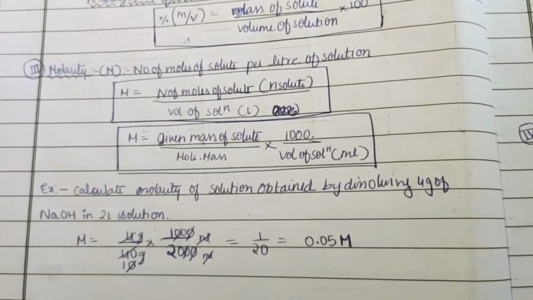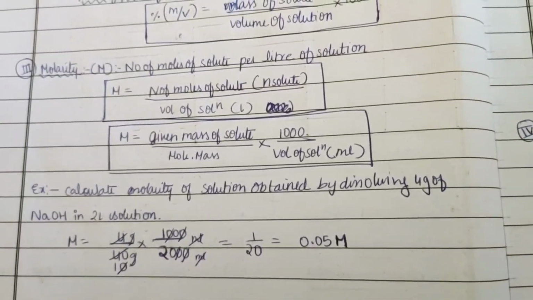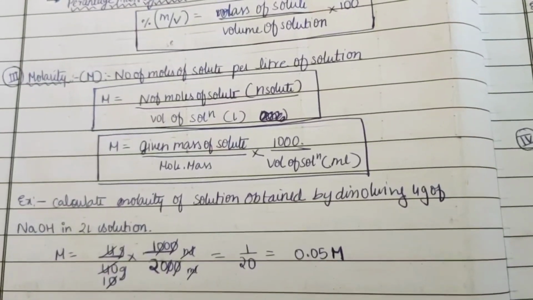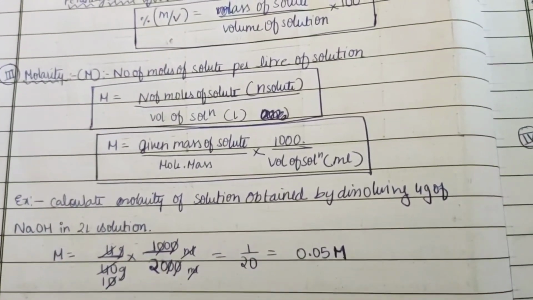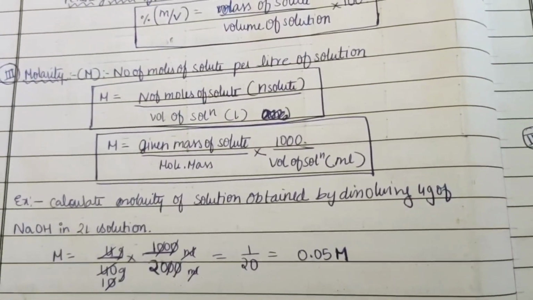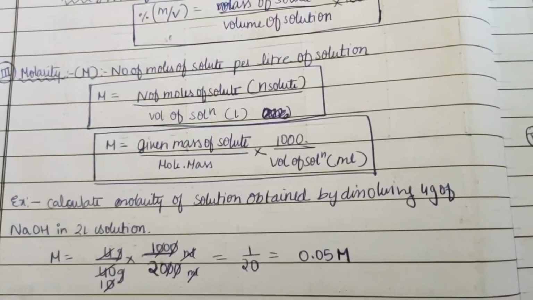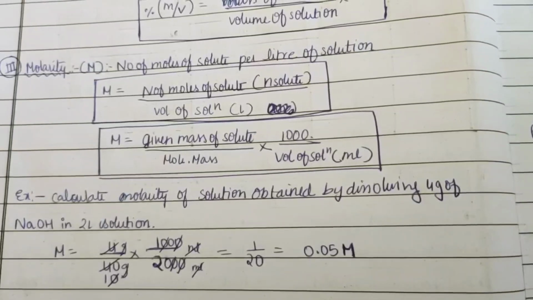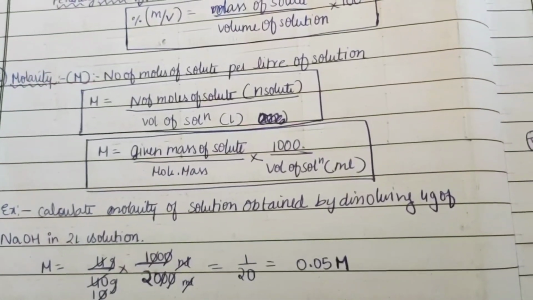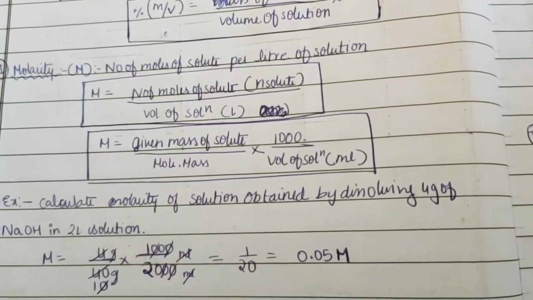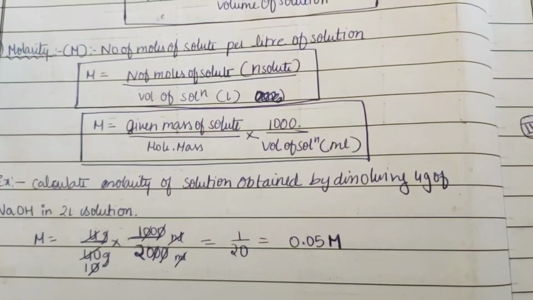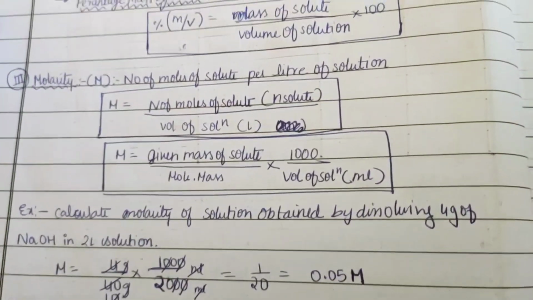Then for example, let us see a problem related to molarity. Calculate the molarity of the solution obtained by dissolving 4 grams of NaOH in 2 liters of solution. They gave NaOH in 2 liters. That means the molarity equals given mass of solute. Given mass is 4 grams and the molecular mass of NaOH is 40. So 4 by 40 into 1000 by 2 liters, we have to convert into milliliters, that means 2000 milliliters. We will get 1 by 20, as you can see here. We will get 0.05 molarity.